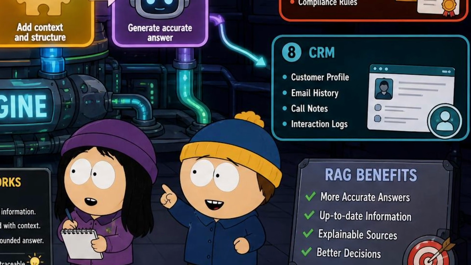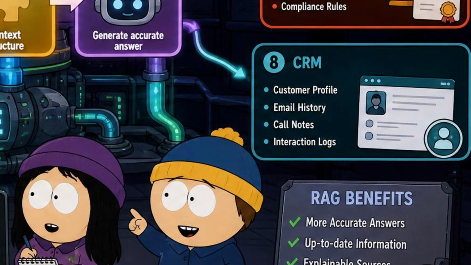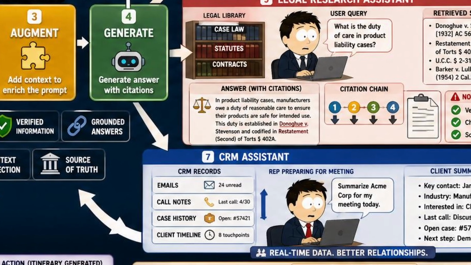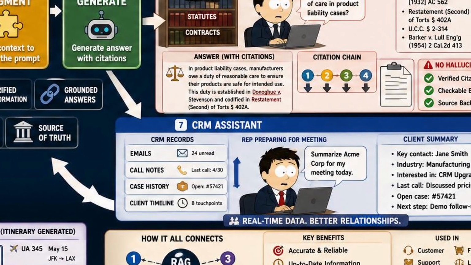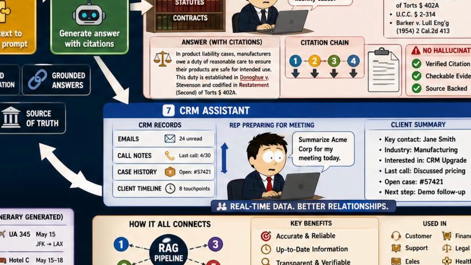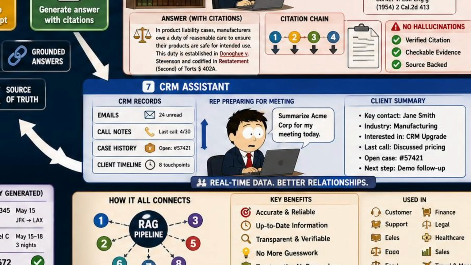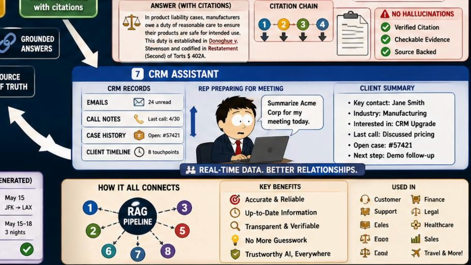CRM and business data. This is something which is underrated in terms of RAG. A sales rep asks an assistant to prepare a summary for a specific client. Salesforce's Agentforce pulls the answer together from the CRM records, case history, emails, and call notes, all retrieved and fed into the prompt in real time. This isn't searching documents anymore, it is searching a business's actual operational data.